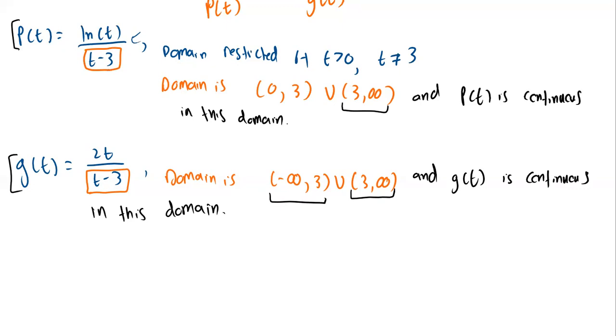The problem is p is not continuous on that whole interval. P is only continuous on the sub-interval that goes from 0 to 3, not negative infinity to 3. So what interval can we use? Well, we can use the interval I equals 0 to 3. You can check both P and G are continuous on this interval. And not only that, it contains t equals 1.